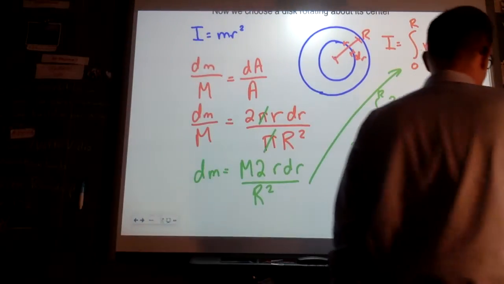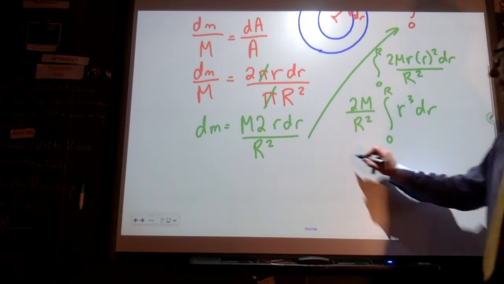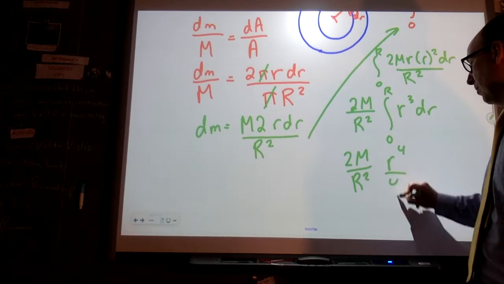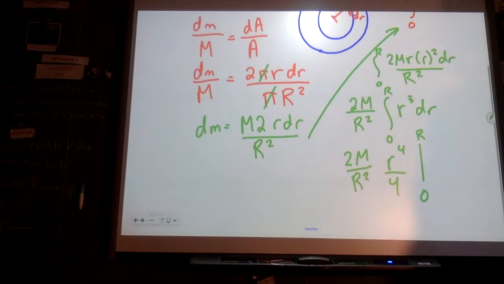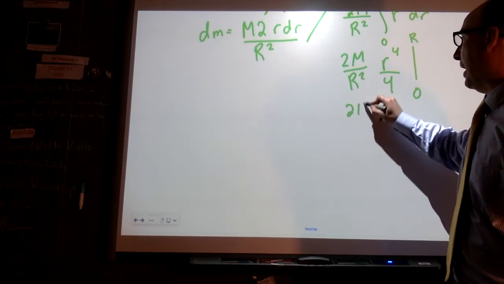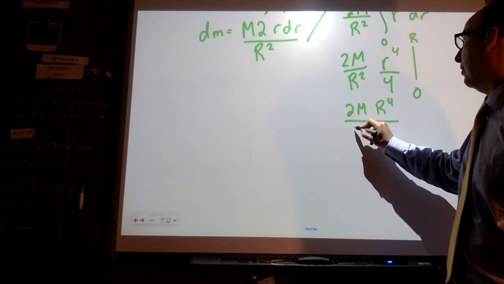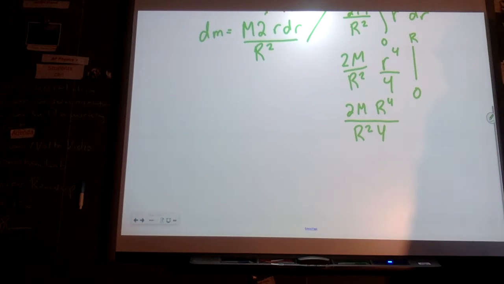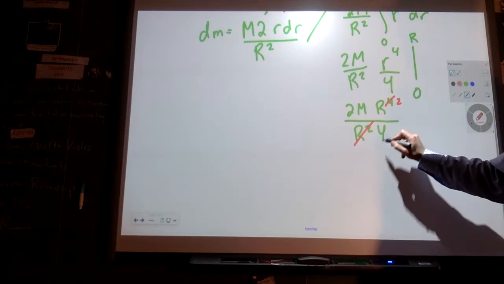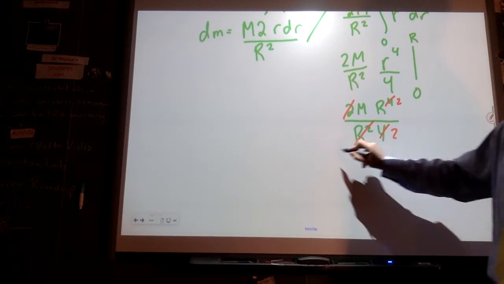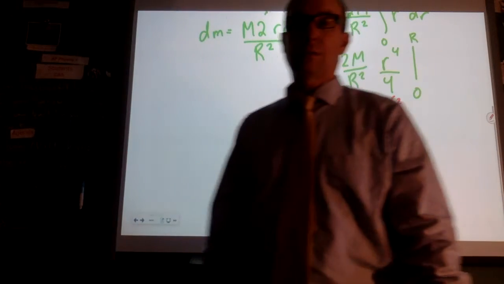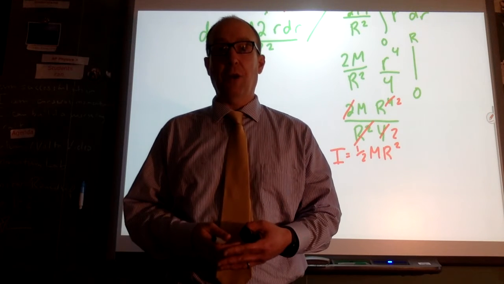And so when I take the integral of this, I'm going to have 2M over R squared, times r to the 4th over 4 from 0 to R. And our 0 is just going to be a 0, right? So when I plug in my capital R, I have 2M capital R to the 4th power over R squared over 4. I can cancel out R squared, and I can cancel out 2. And so this is the derivation of a disk. And it's 1/2 mr squared, which is what we found it was.